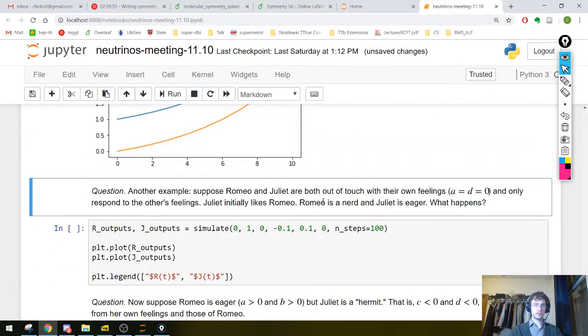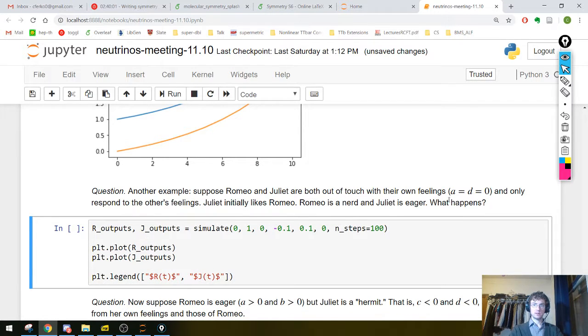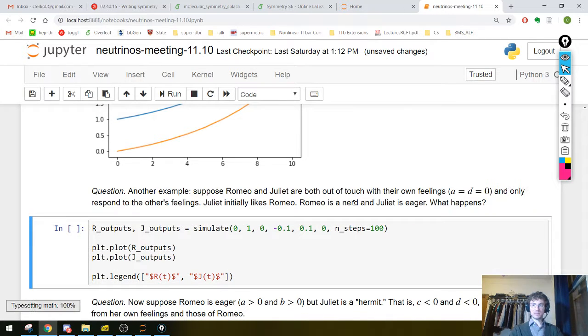If that's true, then we start with, let's see, I didn't tell you about the signs of the other ones, but I told you over here. Okay, so they're out of touch. Juliet starts liking Romeo, so J equals 1 at the beginning. And then here's the personalities. Romeo's a narcissistic nerd, that's the one where he responds to her feelings with a negative sign. So he retreats if she likes him. Juliet is eager, so she increases her feelings if Romeo likes her. So Romeo retreats from love, and Juliet seeks love from the other.